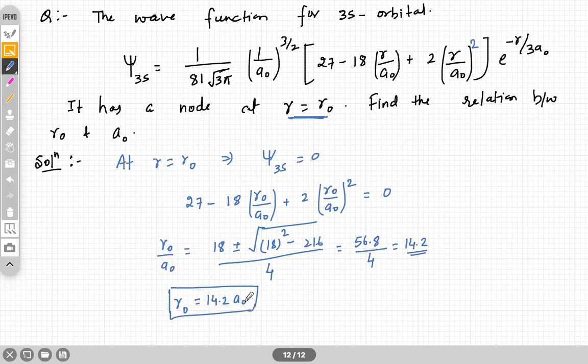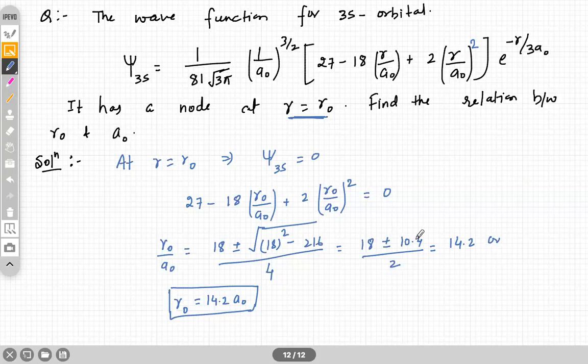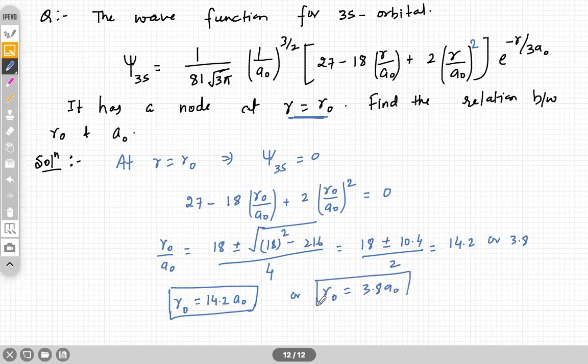One relation is this. Since we have plus minus here, we'll get one more value of it. I'll write down how we get the exact value. The answer will be this only. You'll have 18 plus minus 10.4 by 2. So when you solve this, you'll get 18 plus this, that is 14.2 when you take the positive sign, or when you take the negative sign, it would be 7.6 by 2, that is 3.9 approximately. So R naught value is 14.2 A naught, or R naught value is 3.8 A naught. When you solve this, you'll get this expression.